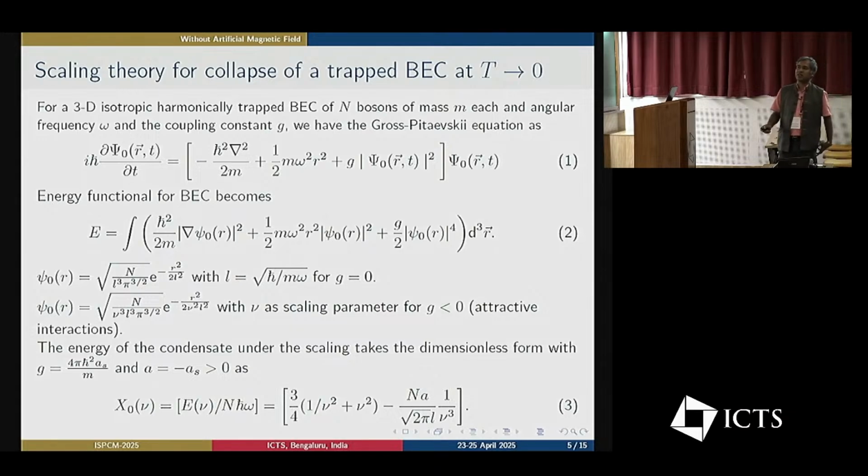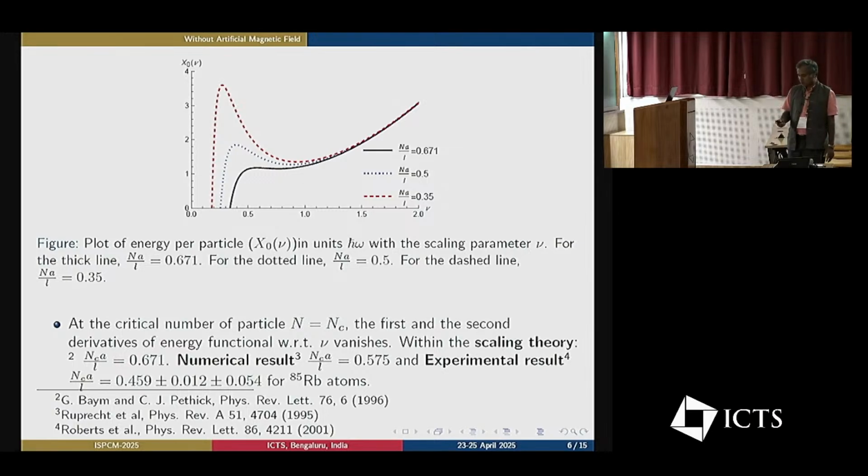Since nu is less than 1, the Gaussian becomes narrower. As it becomes narrower, the kinetic energy increases and the potential energy decreases. The interaction energy also increases, but that is further increased by the number of particles. Actually, this leads to the collapse of the system. If we plot this energy with respect to the scaling parameter, then we see a metastable minimum, and this is a maximum. At the critical number of particles, this maximum and minimum coincide.